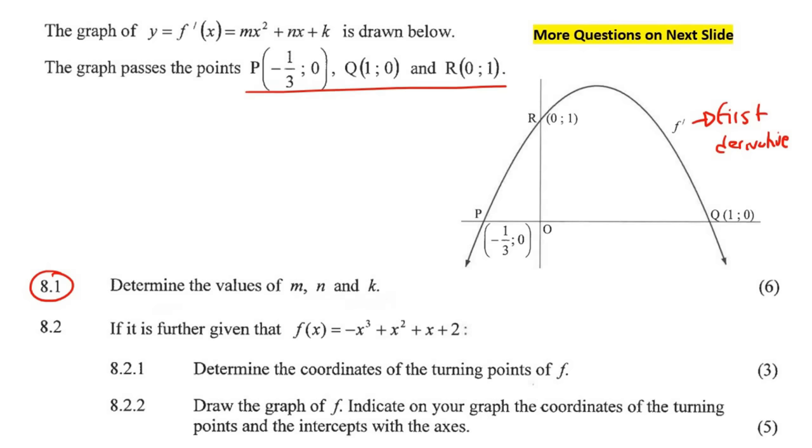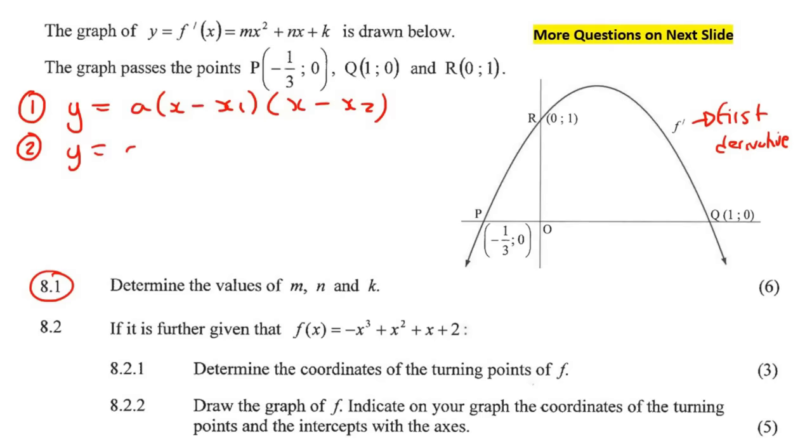So they just want you to find the equation. Now, remember, from grade 11, we know that there are two different ways to find a parabola equation. One of them would use the x-intercepts, like this, and the other would use turning points, like that. So what have we been given? Well, we've got the two x-intercepts, so we're going to use this one over here. A lot of learners forget about the a, don't forget about that, so we're not going to use this one.